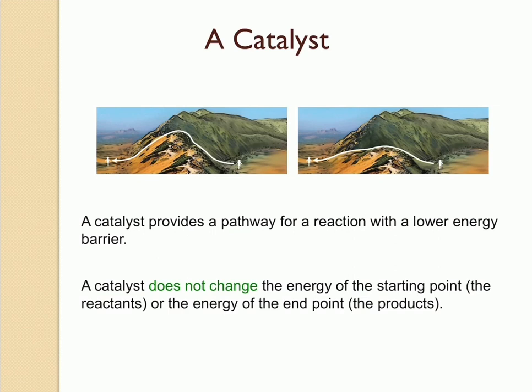A catalyst is going to simply provide a pathway for a reaction with a lower energy barrier. Say, for example, some of the reactions may require a very high energy barrier, and there may not be sufficient energy to climb up the energy barrier in order to form the products. So in such cases, the catalyst is going to pull down the energy barrier so it can easily form the products.